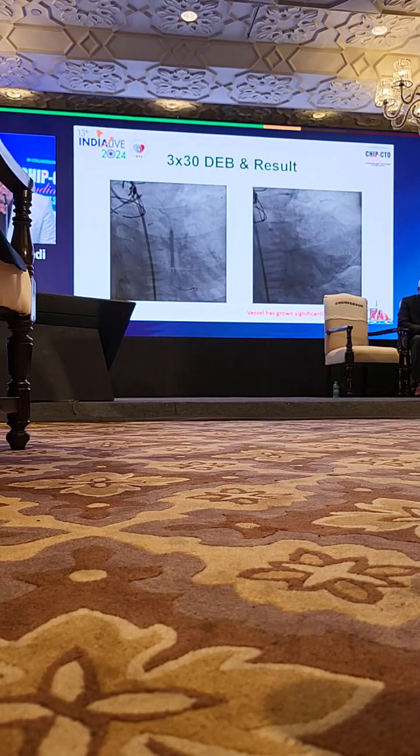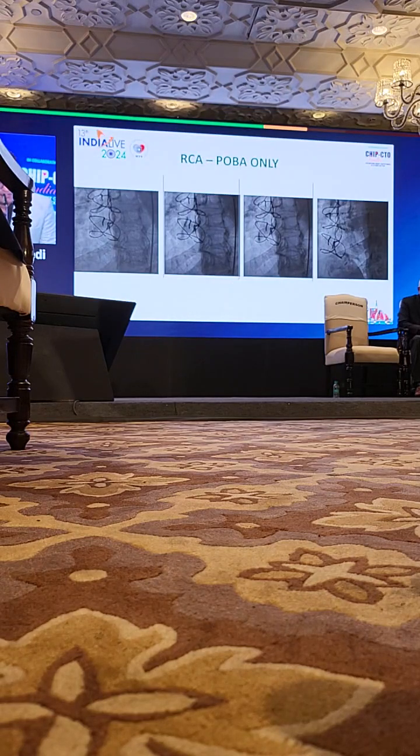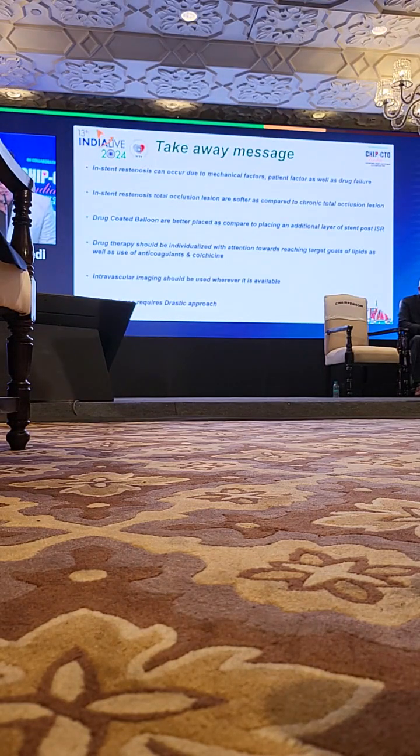The distal vessel has grown, and in this setting, POBA was done to the RCA from proximal to the distal end with the NC balloon. Due to financial reasons, the patient could not afford the drug-coated balloon at this moment, so POBA was done. The takeaway message is in-stent restenosis can occur due to mechanical factors, patient factors, as well as drug factors. In-stent restenosis lesions are softer as compared to chronic total occlusion lesions.